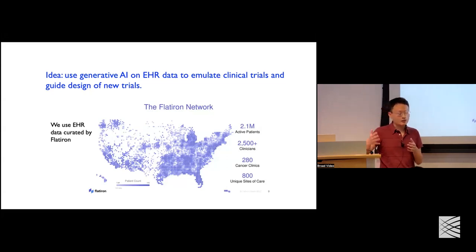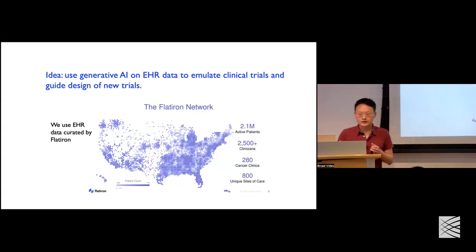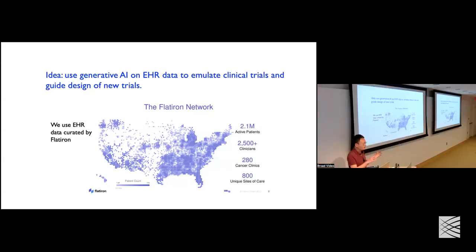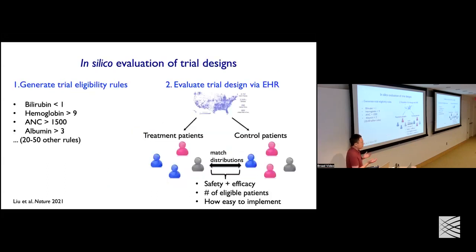That's going to provide the reward signal to help inform how the AI algorithm is going to design these protocols. To do this, we partner with the Flatiron Network, which is a network of over 2 million cancer patients in the US. They have medical records data from almost 300 hospitals in the US. Here's the high-level idea of how this approach works.